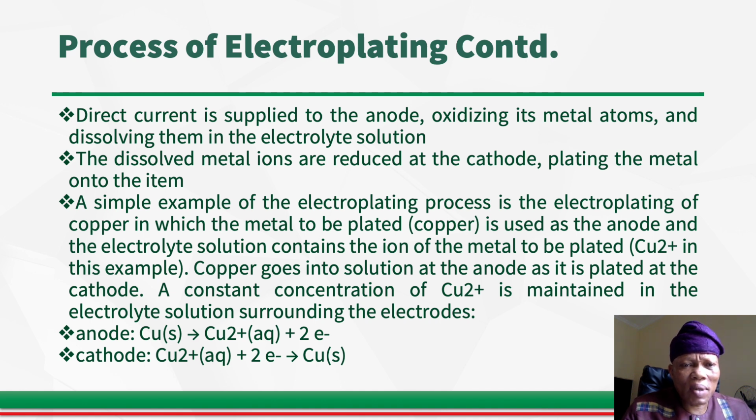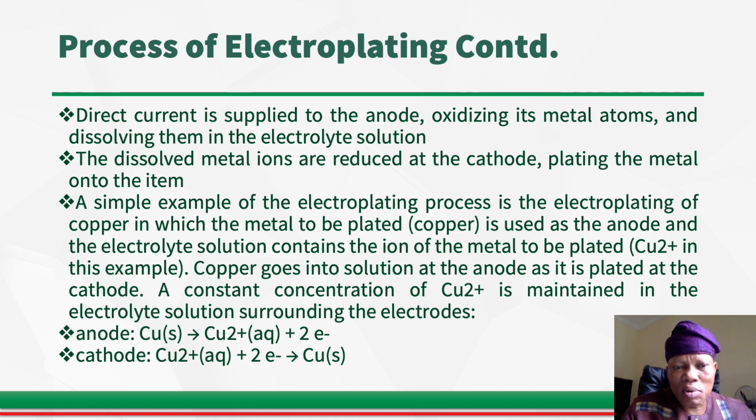Direct current is supplied to the anode, oxidizing its metal atoms and dissolving them in the electrolyte solution. The dissolved metal ions are reduced at the cathode, placing the metal onto the item.